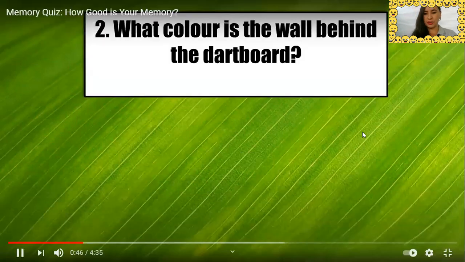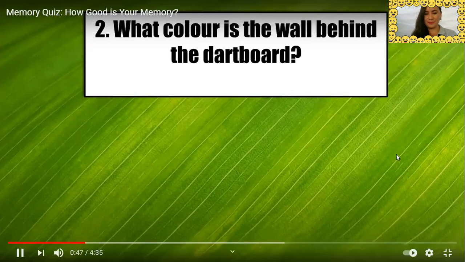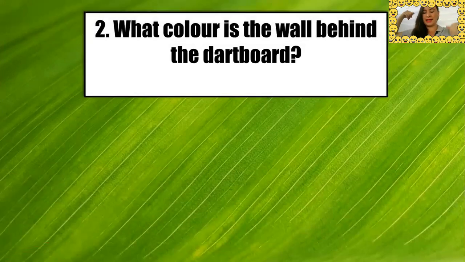The second question. What color is the wall behind the dartboard? Did you remember what color it is? Black. I don't remember well. Is it black or another color? Black, you said, okay. The wall behind. Yes, that's black.